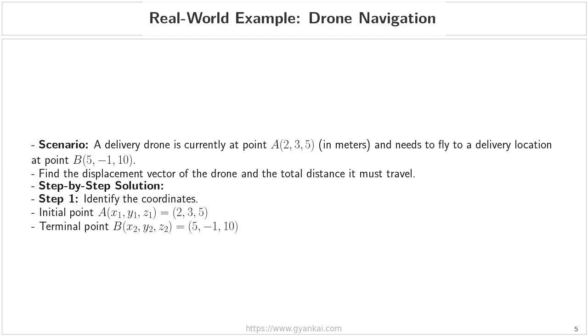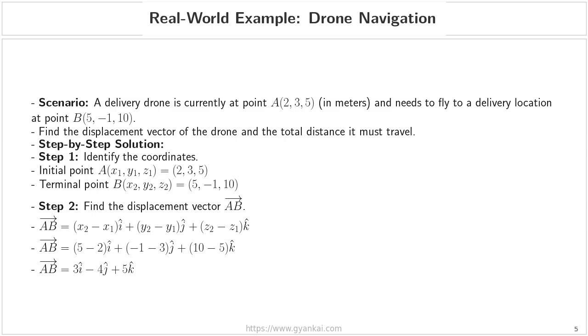Step 1, we must identify our coordinates. As we discussed in the earlier slides, it is vital to distinguish between our starting point and our destination. Here, point A is our initial point, so our x1, y1, and z1 are 2, 3, and 5, respectively. Point B is our terminal point, meaning our x2, y2, and z2 are 5, -1, and 10.